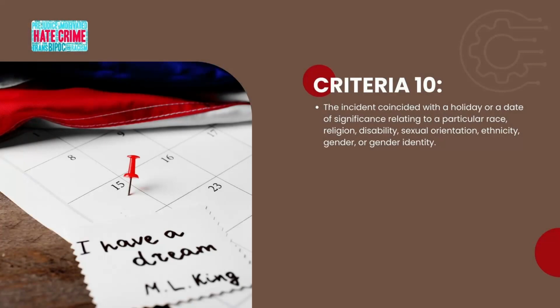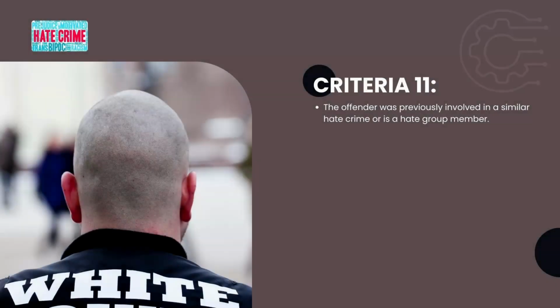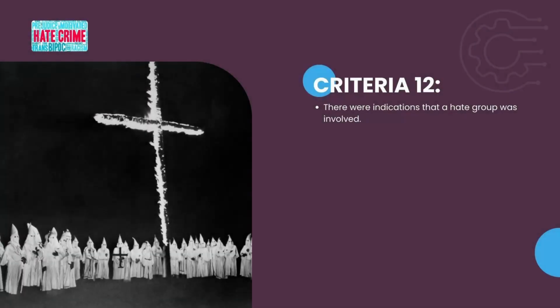Criteria 10. The incident coincided with a holiday or date of significance relating to a particular race, religion, disability, sexual orientation, ethnicity, gender, or gender identity. For example, Martin Luther King Day, Rosh Hashanah, or the Transgender Day of Remembrance. Criteria 11. The offender was previously involved in a similar hate crime or is a hate group member. Criteria 12. There were indications that a hate group was involved. For example, a hate group claimed responsibility for the crime or was active in the neighborhood.